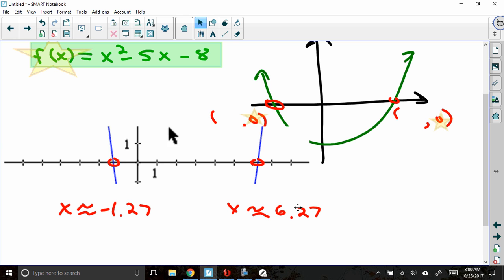Are there any questions so far? Was everybody able to find those two values of x on their calculator, I hope? Cool beans. Well, let's try another one.